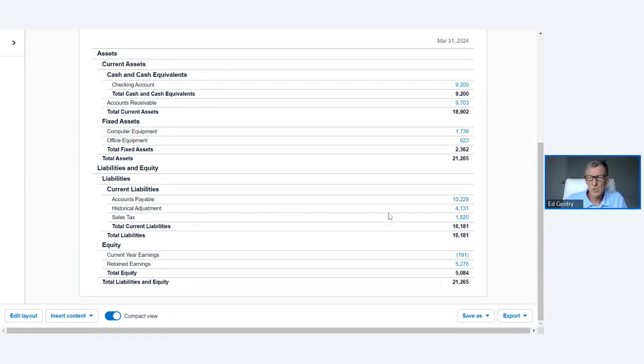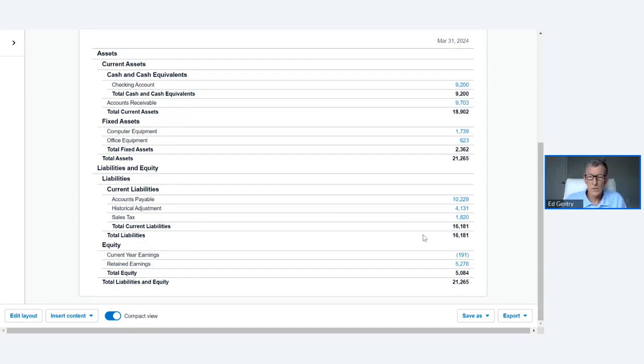We have historical adjustment, which is something you won't use very often. It's used to help balance the balance sheet, and it may include things like currency adjustments. If you're dealing internationally, maybe if you're dealing in something like oil that changes in value on a daily basis, but that won't be used too much. And then sales tax: a sales tax you've collected, but you haven't paid yet. So it's a liability on your books.